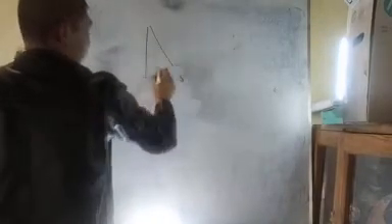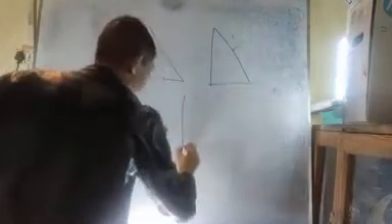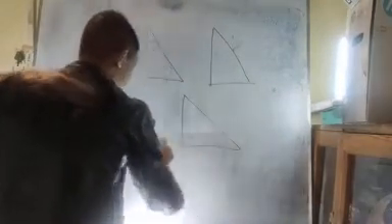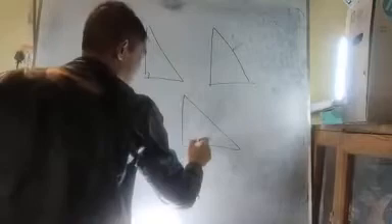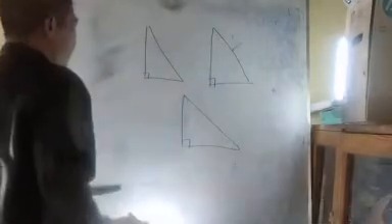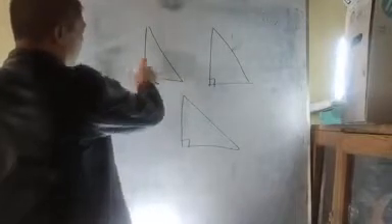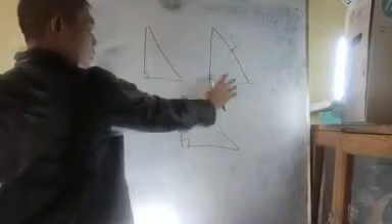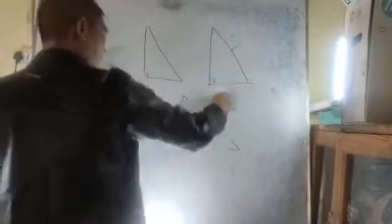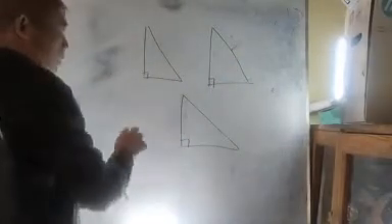Let me draw 3 triangles here. We all know that this is base, this is perpendicular, this is hypotenuse. Same here, base, perpendicular, hypotenuse. All 3 are the same.